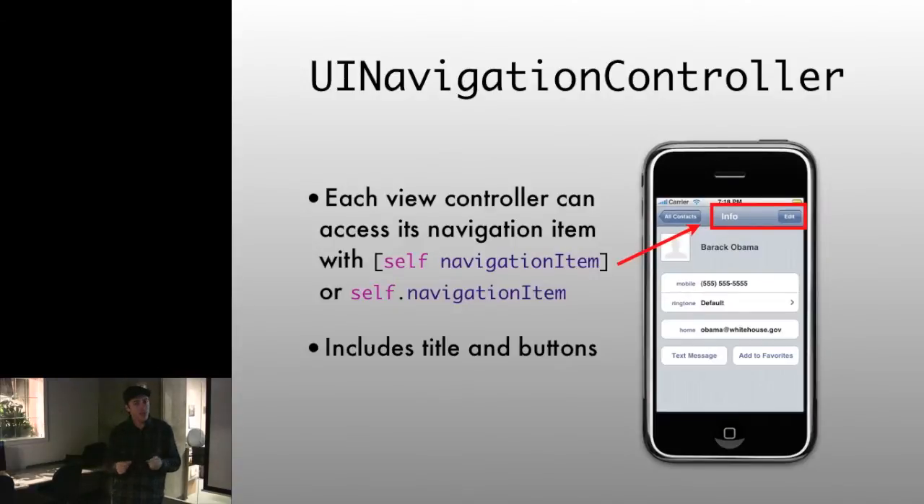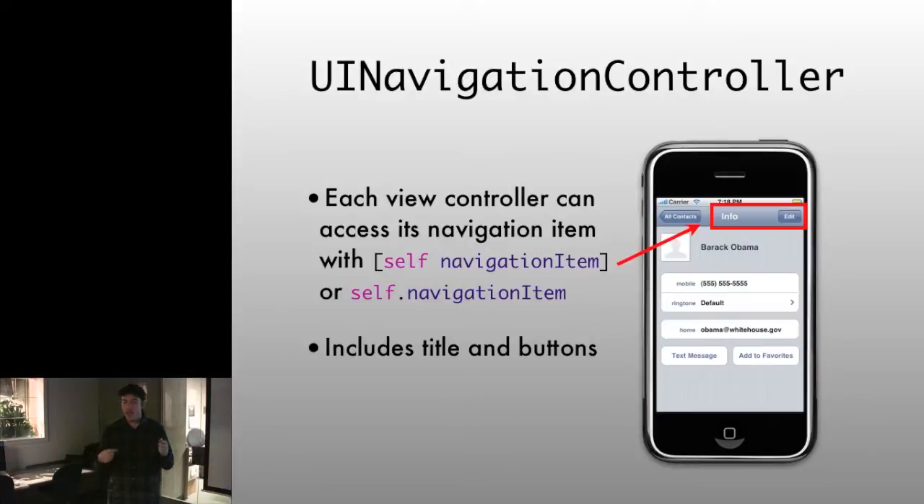So, like with tab bars, a view controller that's in a navigation controller can access its navigation item, which is kind of part of that navigation bar up at the top. And it includes the title and a button on the left or right. Usually, unless the view controller is the root, it doesn't make a lot of sense to put something on the left because it's going to get covered up by the back button.